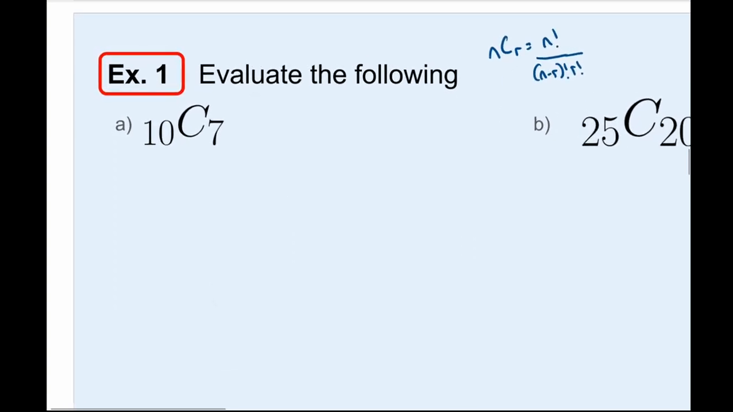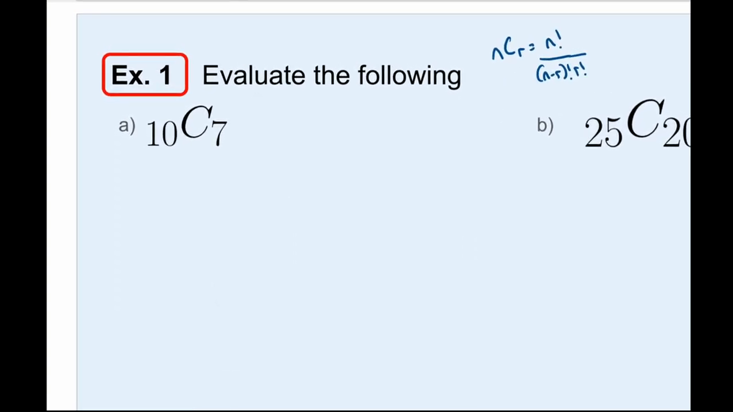So we have 10C7. That means we have 10 total objects and we're choosing 7 of them. This works out to 10 factorial divided by 10 minus 7 factorial times 7 factorial. So 10 factorial over 3 factorial times 7 factorial, and this works out to 120.